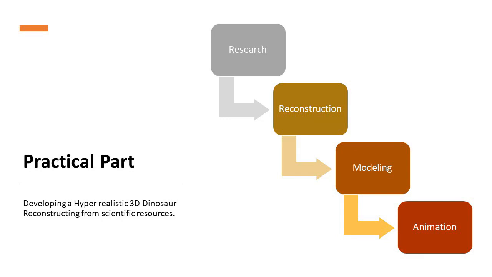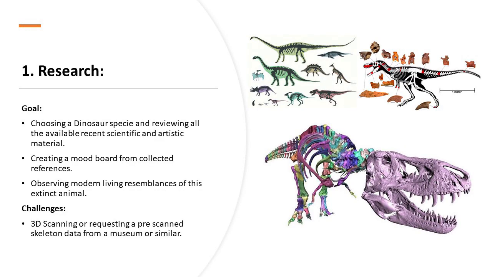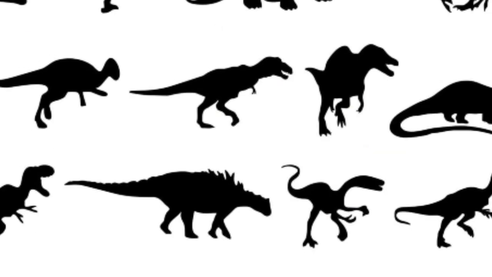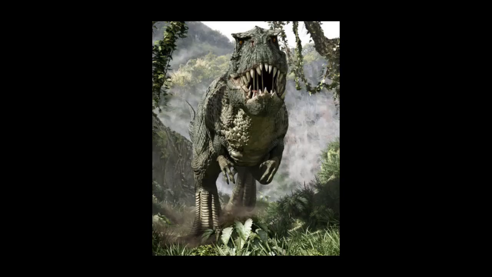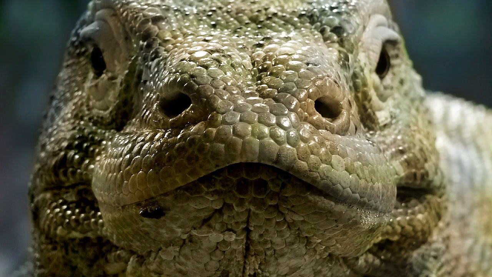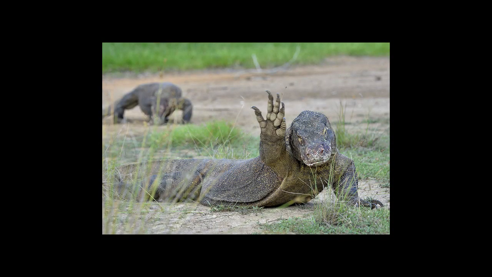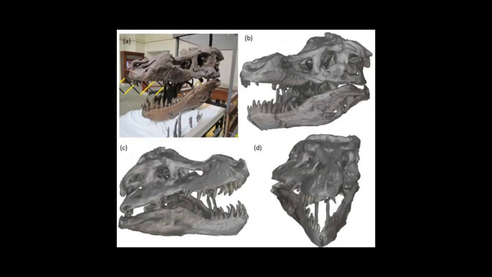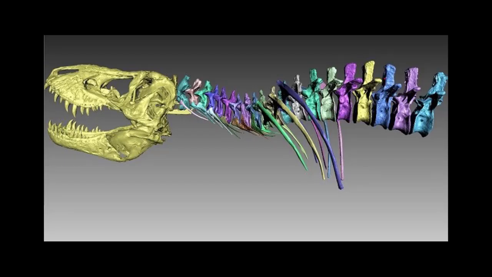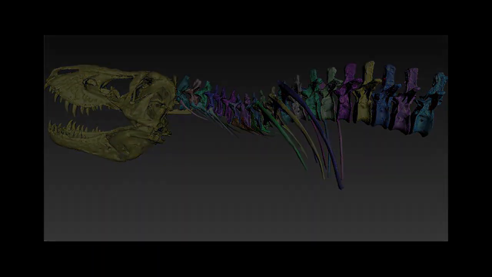Practical part. Developing a hyper-realistic 3D dinosaur reconstruction in the light of scientific resources. In this practical part, I will start with choosing a dinosaur and reviewing all the available recent scientific and artistic material, including observing living modern resemblances of this extinct animal, and create a mood board from these references. For a better start for reconstruction, I am planning to request 3D scanned skeleton data from a museum or similar.